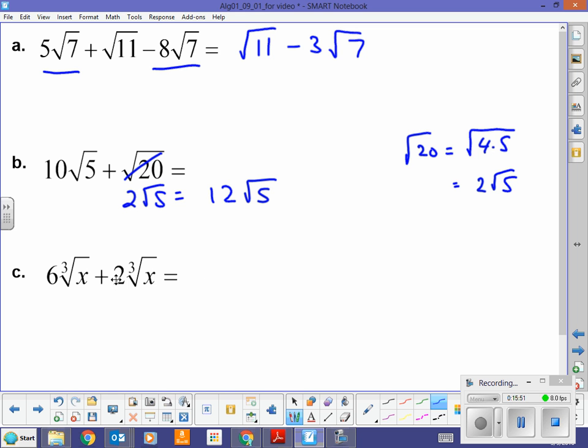This one's pretty straightforward. I have 6 times the cube root of x plus 2 times the cube root of x. So this is just, of course, 8 times the cube root of x, distributive property.